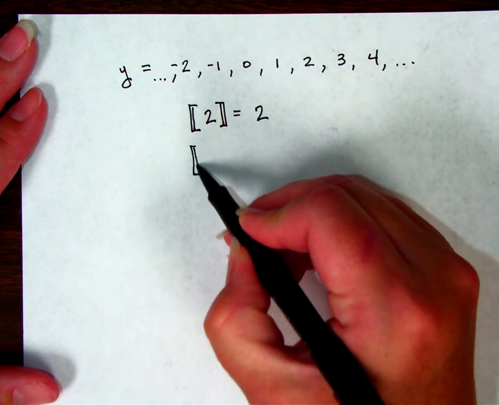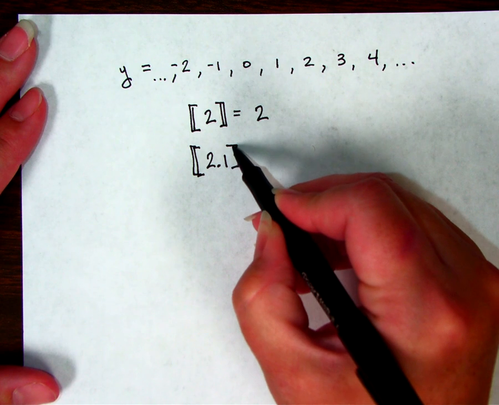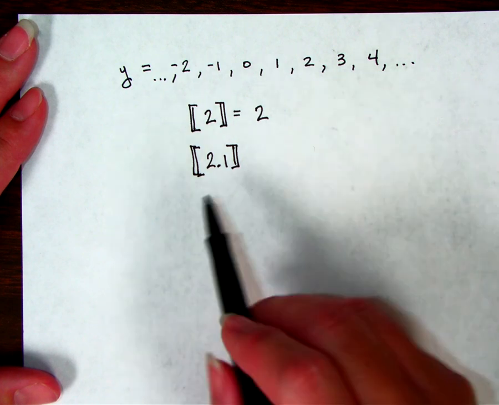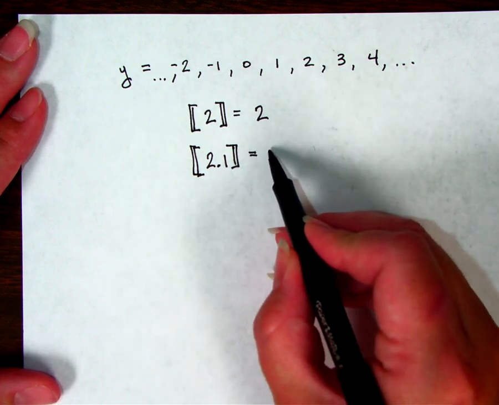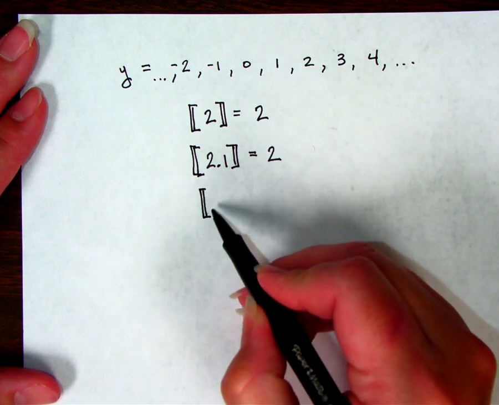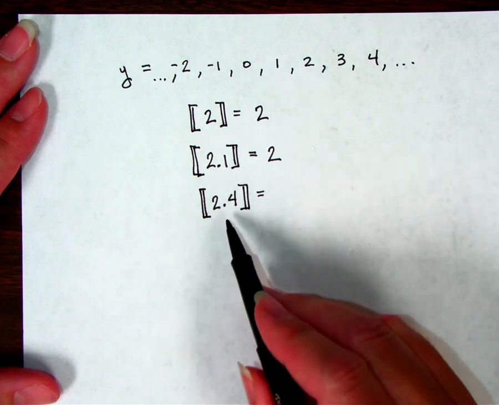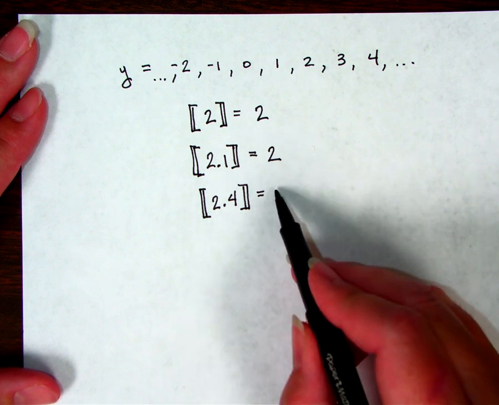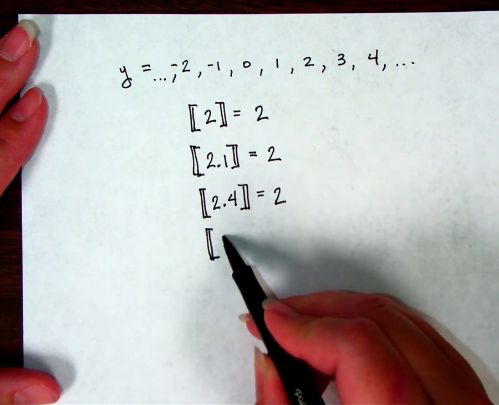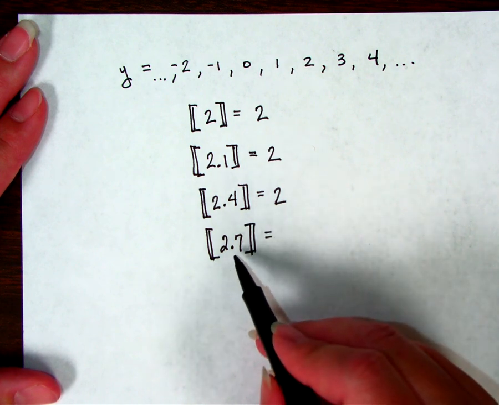If, however, I pick something that's a little bit bigger than 2, like maybe 2.1, then the greatest integer, greatest whole number, positive or negative, that is a part of this number is still 2. If I pick something a little bit bigger still, like say 2.4, then the greatest integer that's a part of that number is still 2. And if I pick something a little bit bigger, like 2.7, well, the greatest integer that's still a part of this number is still 2.